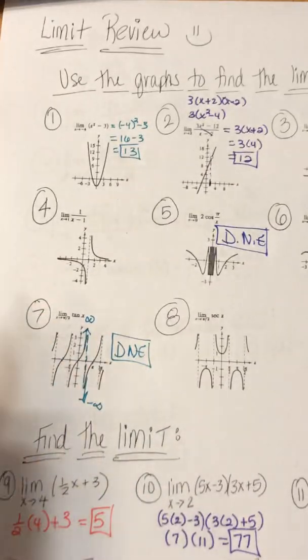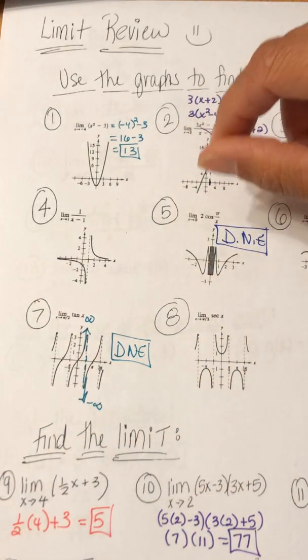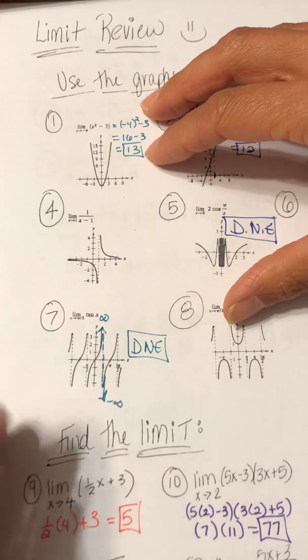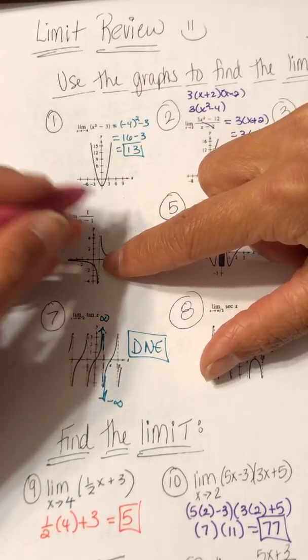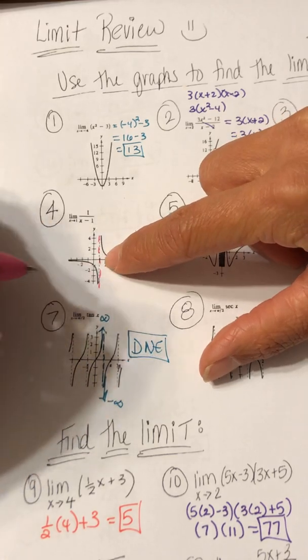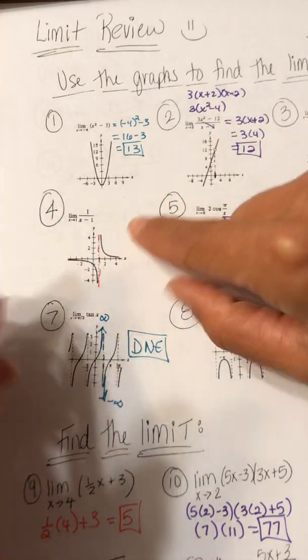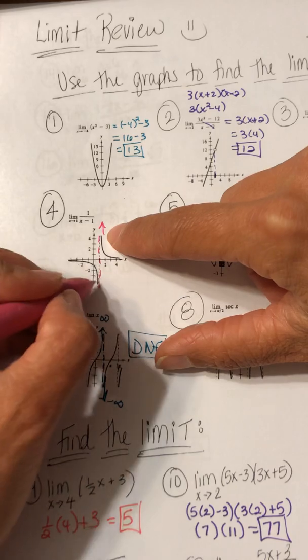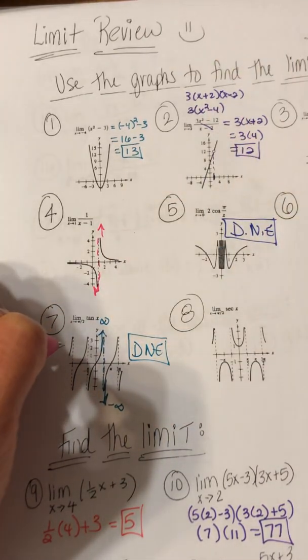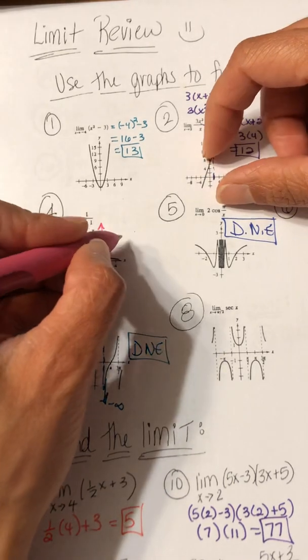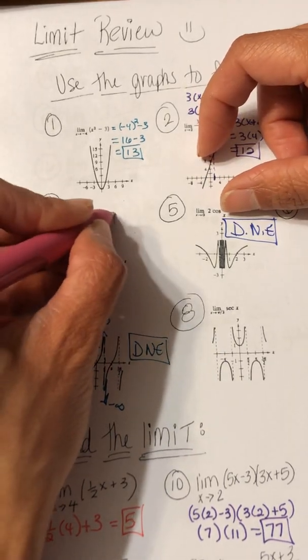Number 4 is the limit as x approaches 1 of 1 over x minus 1. Well, as x approaches 1 from the left and the right, we have this asymptote here at x equals 1. It's going to infinity up above here, and to negative infinity down below there. So the limit does not exist. D and E.